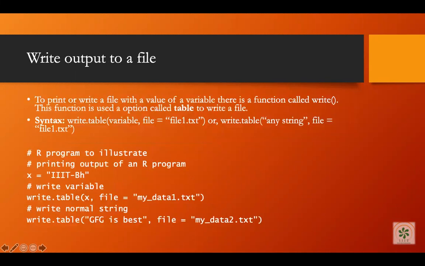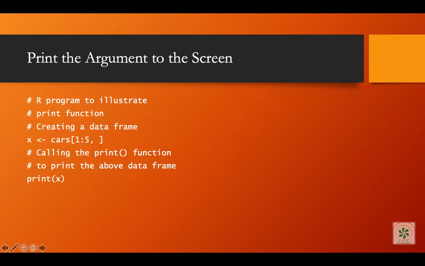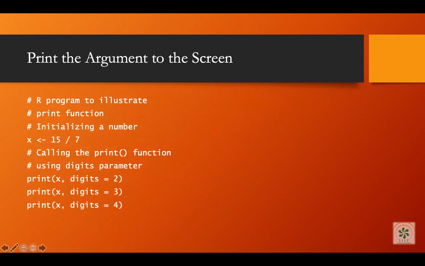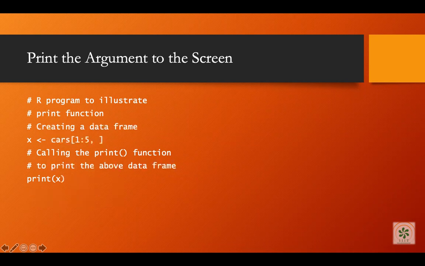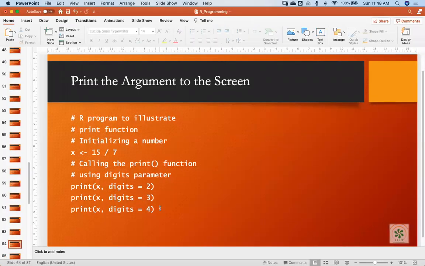So all those things we have seen: message, write, output to the file, and print the argument to the screen, which print can do. With print, we can use the digits parameter, which tells how we can print it. This is just for floating point numbers.